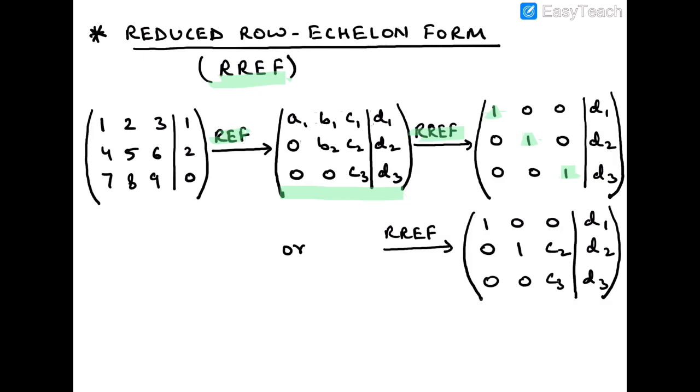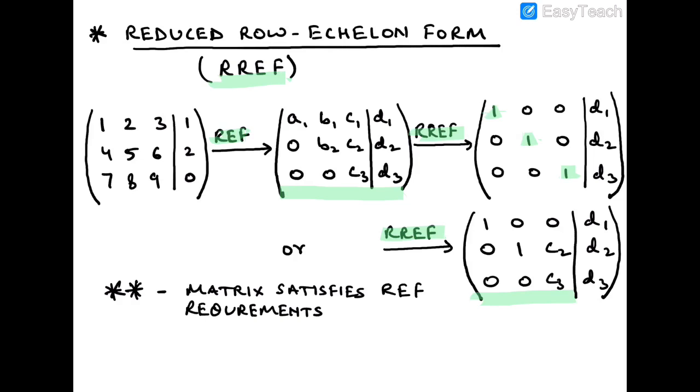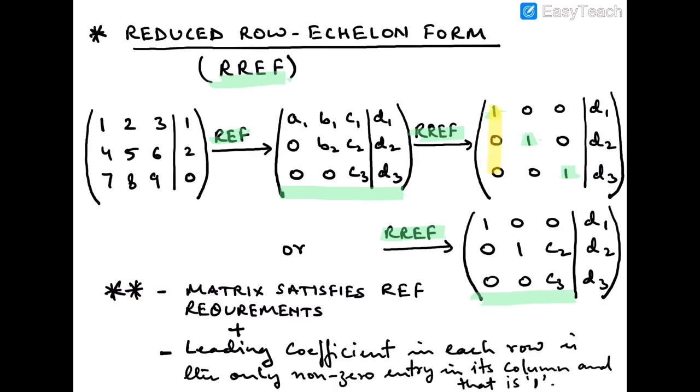So the matrix in reduced row echelon form satisfies all the requirements of REF plus the leading coefficient in each row is the only non-zero entry in its column, and that is 1. Like here, the leading coefficient in row 1 is 1, and that is the only non-zero entry in the first column, and similarly the leading entry for row 2 is 1, and that is the only non-zero entry in column 2, and similarly we can say for column 3 too.